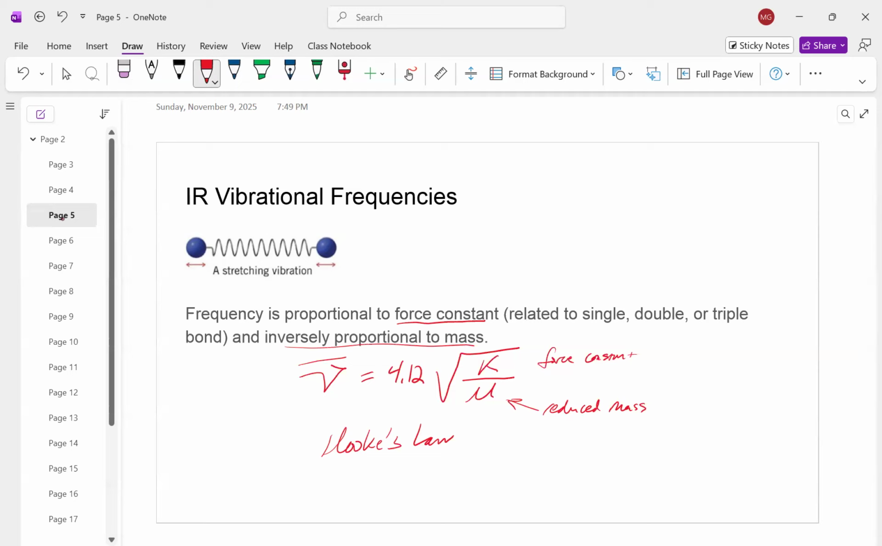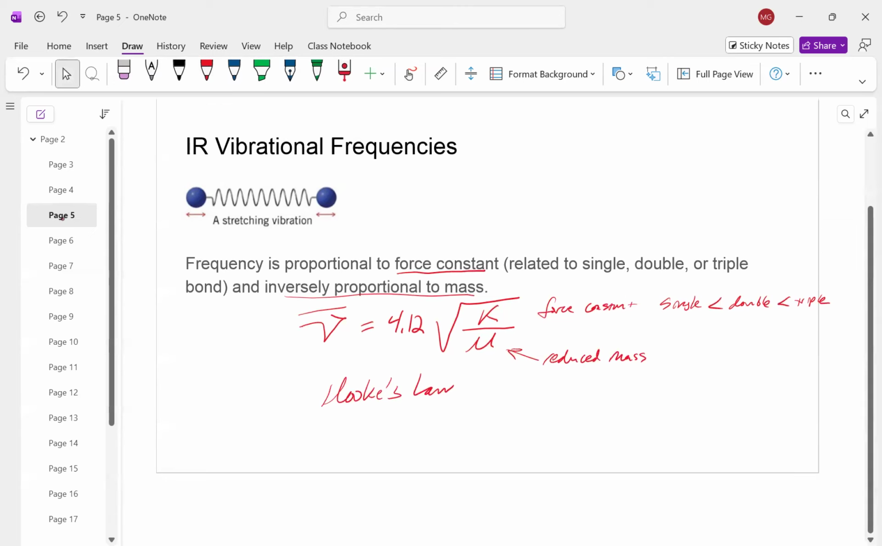Now, in terms of molecules and chemical bonds, that force constant is simply the difference between a single bond, a double bond, and a triple bond. So the force constant for a triple bond is higher than that of a double bond, and that's higher than the force constant for a single bond. And then reduced mass, while you're never going to have to calculate this, this is how reduced mass is found. It's the product of the two masses divided by the sum of them.